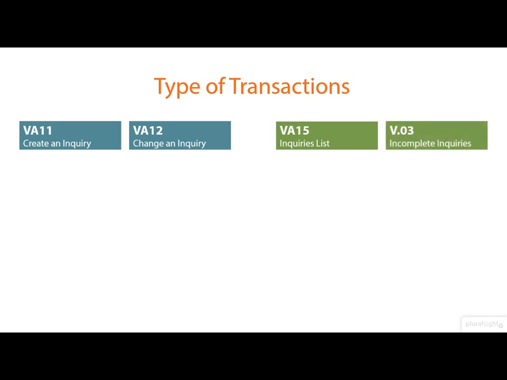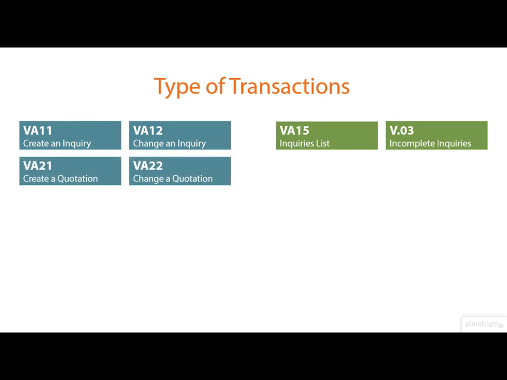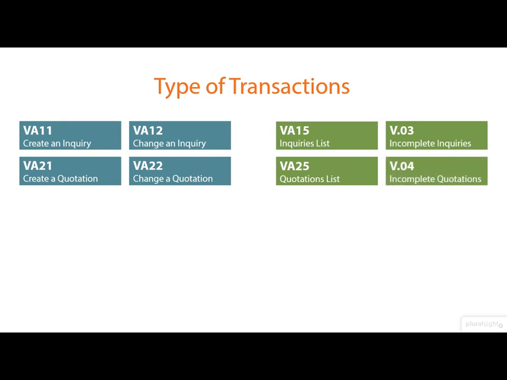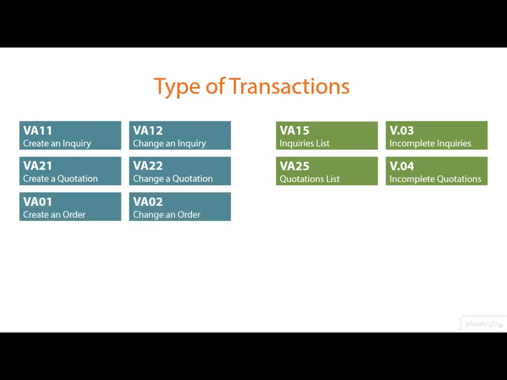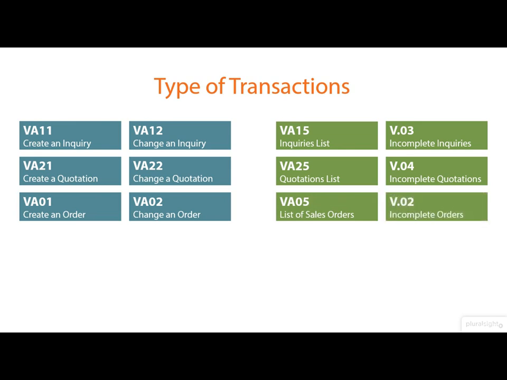Similarly, we have transactions for creating and changing quotations, and we can also list all the existing quotations or only the incomplete ones. And of course, we have transactions for creating and changing a sales order. And similarly, we can list all the existing sales orders or only the incomplete ones. I highlighted some of them with blue color and some of them with green color. Would there be some differences among the blue and green transactions?